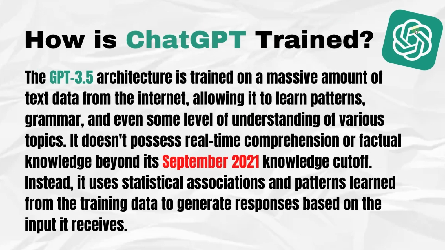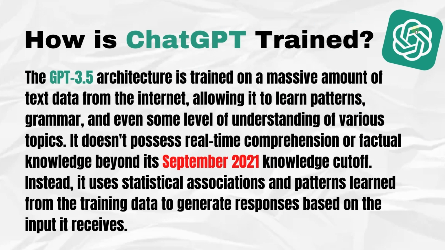So the next thing is how ChatGPT is trained basically. The GPT 3.5 architecture is trained on a massive amount of text data from the internet, allowing it to learn patterns, grammar, and even some level of understanding of various topics. It doesn't possess real-time comprehension or factual knowledge beyond its September 2021 knowledge cutoff. So it means it only has knowledge till September 2021. Instead, it uses statistical associations and patterns learned from the training data to generate responses based on the input it receives. So it is basically a chatbot where you ask questions and it gives you answers.